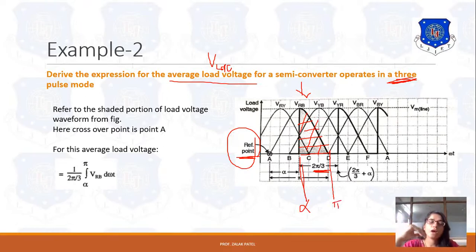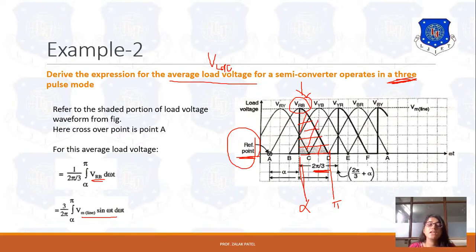So 1 upon 2 pi by 3, integration from alpha to pi of VRB. Actually it is written like V d omega t, but over here the line voltage or load voltage is VRB, that's why we write VRB. So 1 upon 2 pi by 3, alpha to pi, VRB d omega t. Now let's put the values. This 2 pi by 3 can be written like 3 upon 2 pi, integration from alpha to pi, and VRB can be written like Vm sin omega t.